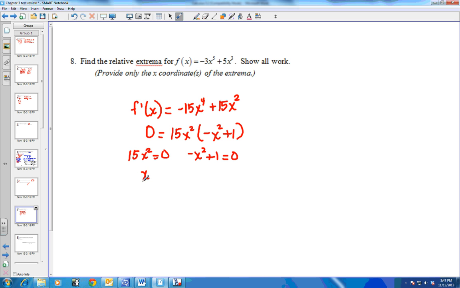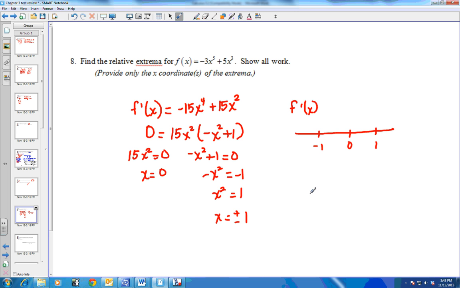So this one is just going to be x equals 0. This one, negative x squared equals negative 1. That means x squared equals 1. So when I take the square root, x equals plus or minus 1. So we know these are our critical points. So now we need to put our critical points on our sign chart. So I have negative 1, 0, 1.